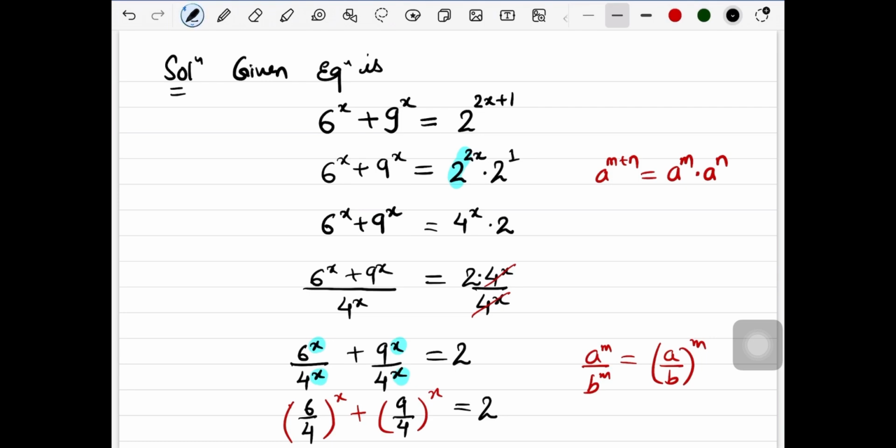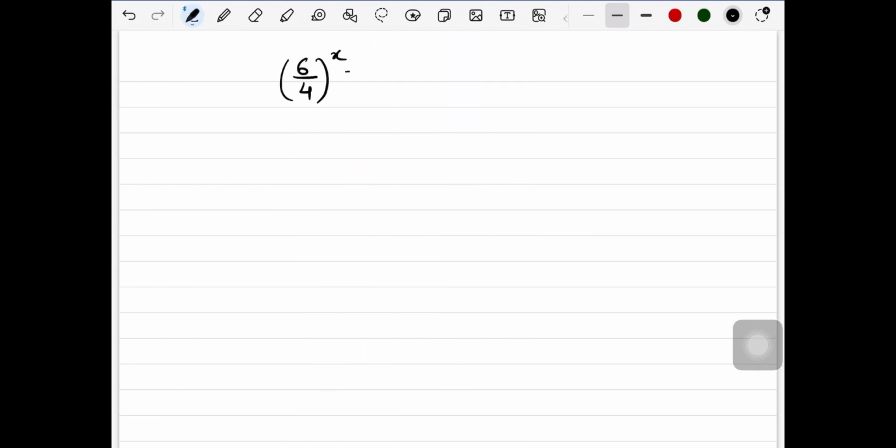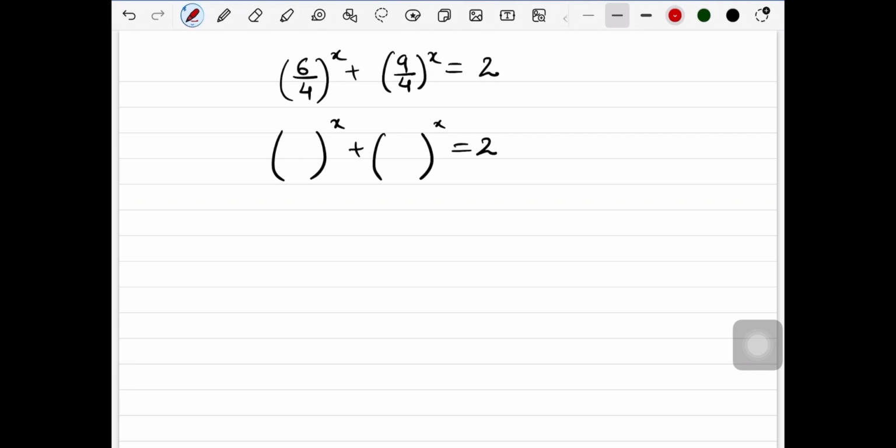Let's break down the numbers 6, 4 and 9 to see how I can simplify them. So when we move forward, this will be 6 by 4 to the power x plus 9 by 4 to the power x equals 2. We are breaking down the inside numbers into smaller numbers just for simplification, because we have to find the value of x. So in place of 6 we put 2 times 3, 4 is 2 times 2, and 9 is 3 times 3, and 4 is 2 times 2.